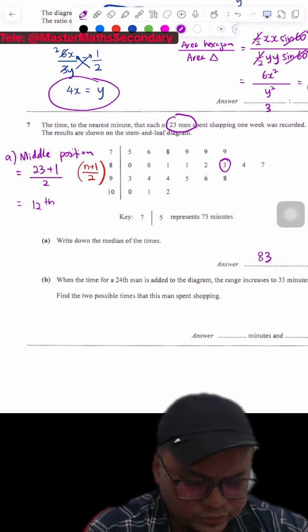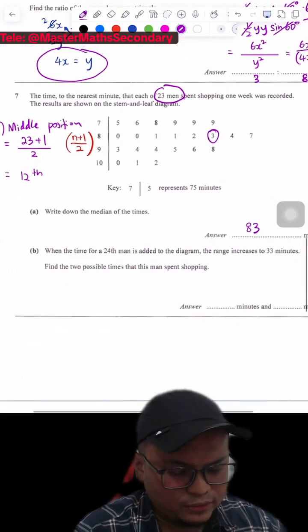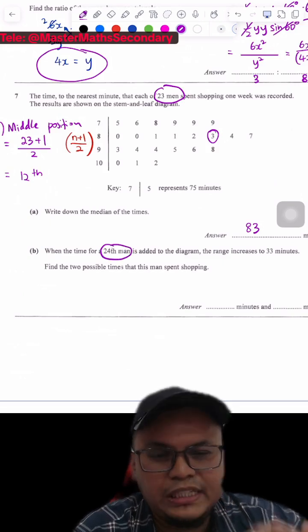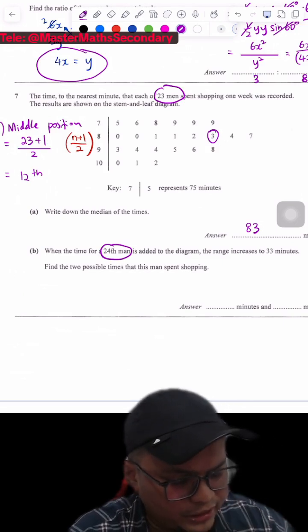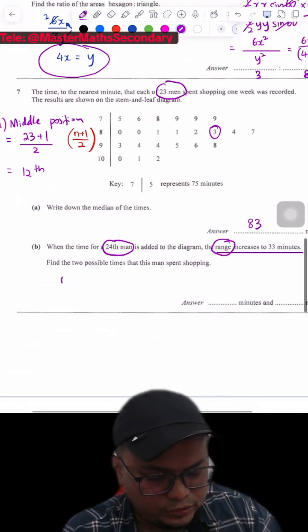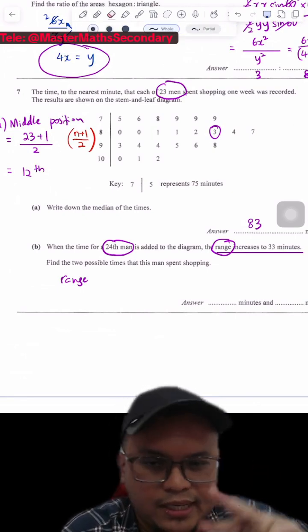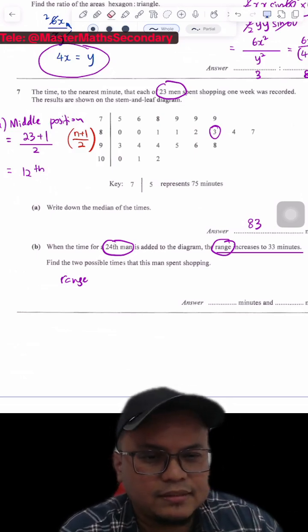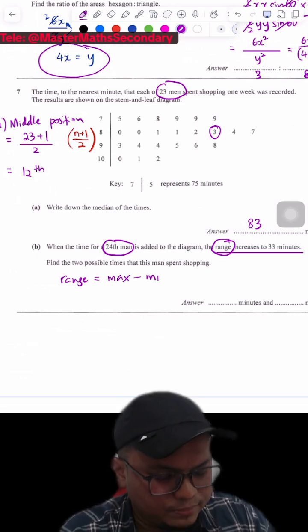Now moving on to the next part. You guys okay with part A? For part B, we are told that there is another additional guy. So there's a 24th man. There's only 23, right? There's one extra guy who joined in, and the range increases to 33 minutes. Now, it's important to understand what range is. There are two ranges. One is interquartile range, and another one is just range. In this case, it's just range. Range is just the maximum minus the minimum.